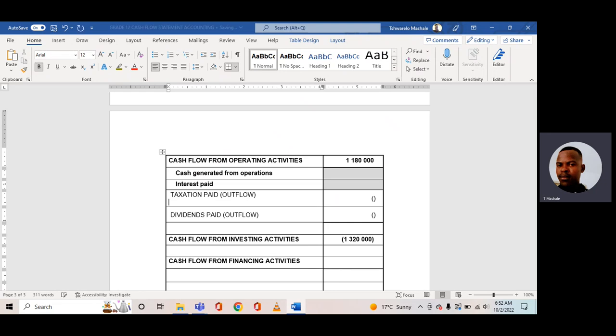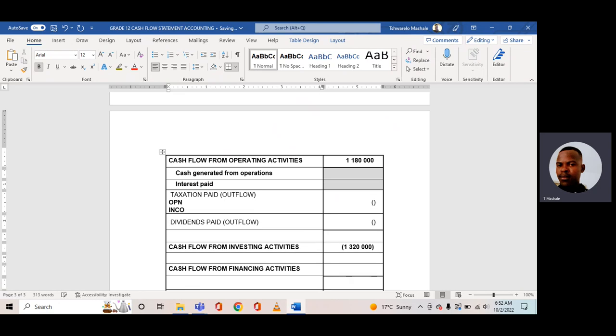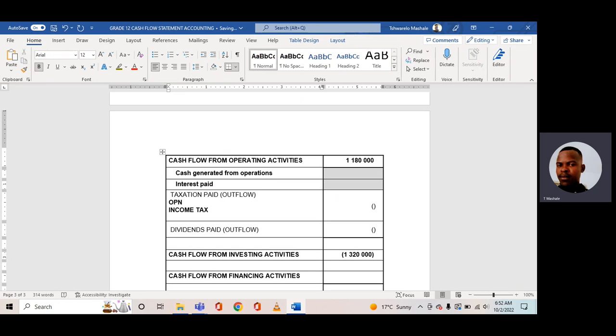Calculating the taxation paid here, we must have our opening balance, then we must have our income tax, and then we must also have our closing balance. Most teachers say that the income tax is generated from the statement of comprehensive income, but let's just simply call it an income tax. Here you have your opening SARS, your income tax and your closing SARS income tax. The figures you use when you calculate this must be the figures of the SARS income tax.